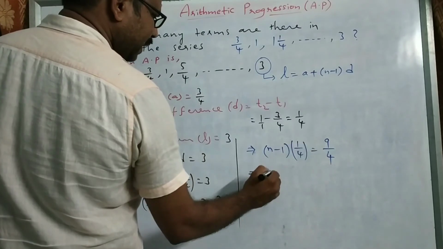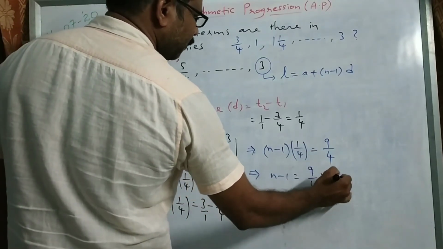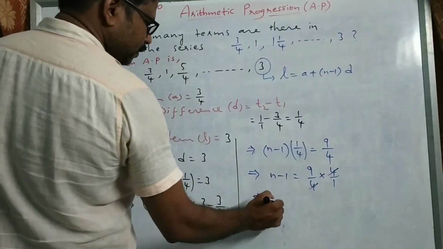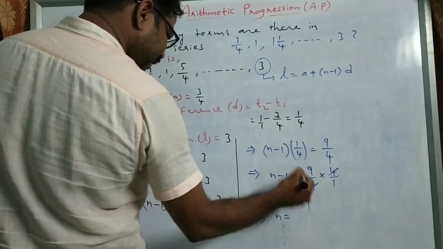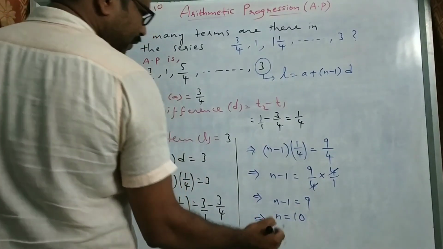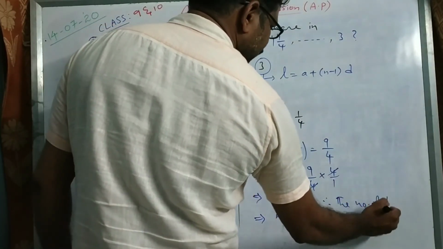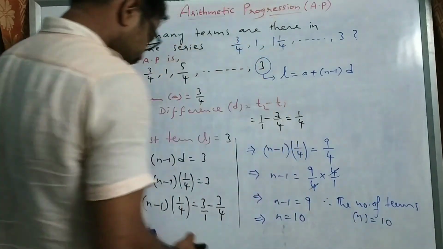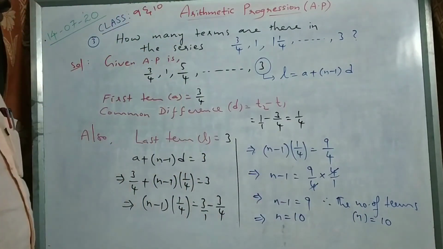Now the 1 by 4 I am shifting to that side. 9 by 4 into 4 by 1, it becomes the reciprocal. 4 and 4 cancel. So n minus 1 equals 9. n equals 9 plus 1, 10. So how many terms are there now? Therefore, the number of terms of the given AP is n equals 10. How many terms are there? 10 terms are there. Okay? Thank you.